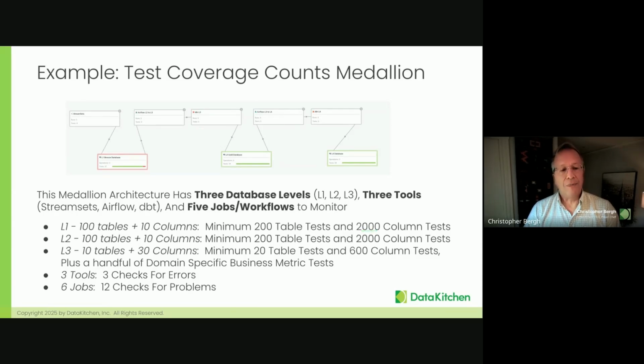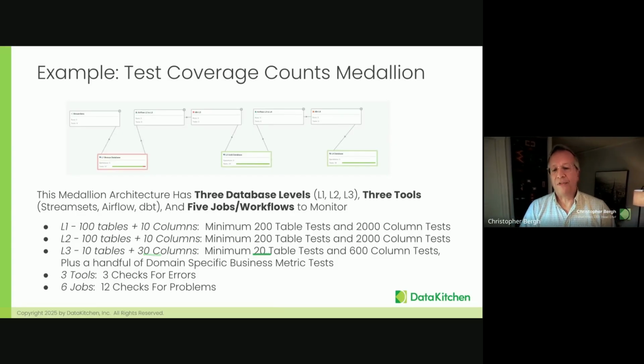Now L2, that also has 100 tables and 10 columns. So again, you have 2,000 tests. L3, it's got 10 tables because again, it's an integrated database, plus 30 columns. So you get 20 table tests and 600 column tests, plus a handful of domain-specific business metric tests. And again, maybe it's more than a handful. I actually think these things are amazingly good.